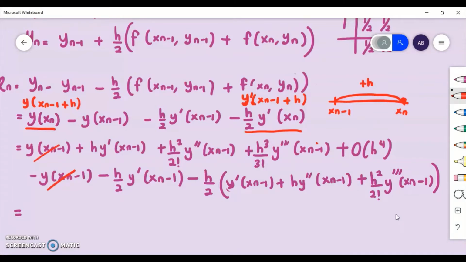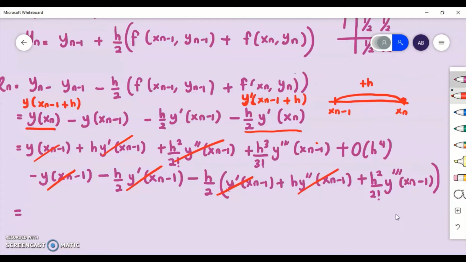Okay, and then look at the y prime term. Negative will give you minus h y prime, positive h y prime, so all this term cancels out. And then you have the term involving h squared: h times h is negative h squared over 2 factorial y double prime. So this term also cancels out.